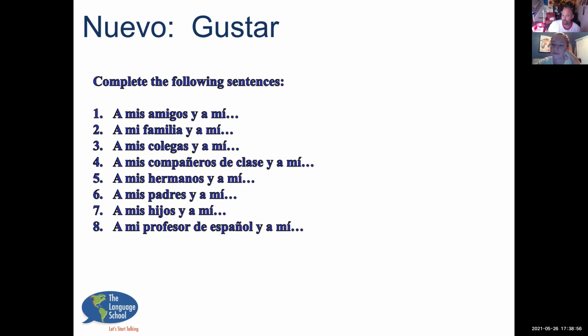Here, we're using it because we're forming the nos part, right? So you would be saying, a mis amigos y a mí nos gusta ir a las montañas. And there you're spelling it out because nosotros, or nos, the indirect object for us, could be multiple people. We know that you're included, a mí, but we're not exactly sure who the other people involved are here, so that's why we spell it out. A mis amigos y a mí nos gusta acampar en las montañas.